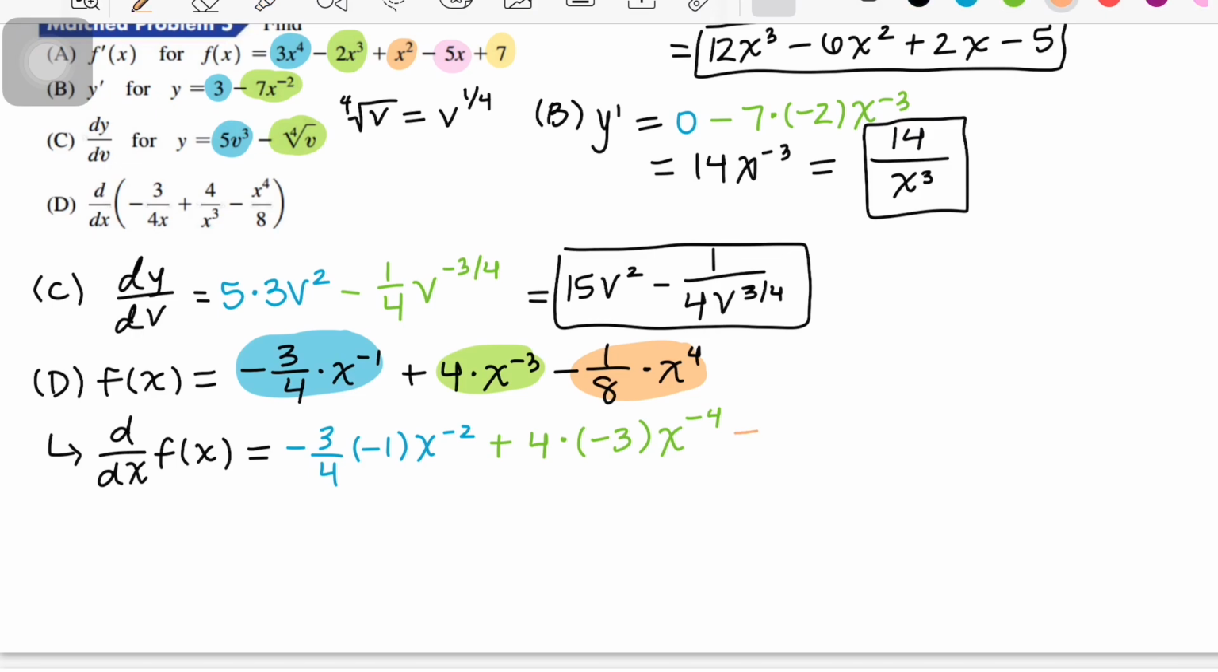Lastly, we'll look at this term here. So we have this minus sign still out front. We have our multiple still out front. Then our power is going to come down in front, and we have x to the power 4 minus 1, so then x cubed.